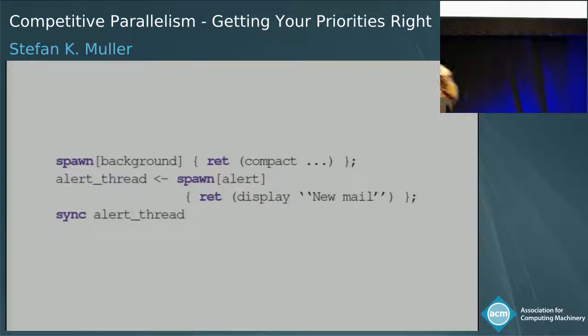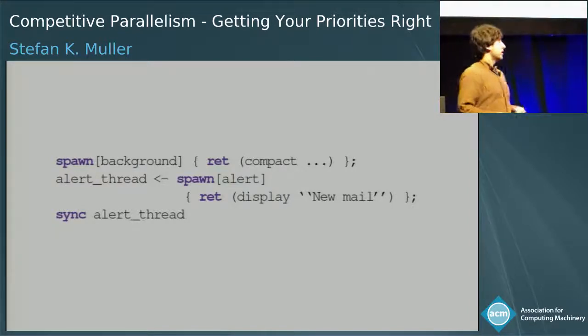So once we've declared priorities, we can spawn threads at those priorities. For example, we can spawn a thread at priority background to compact old emails. We can spawn a thread at priority alert to display some alert. Like I said, thread handles are first class, so spawn will return a handle to the running thread, which we can then use to synchronize with it, to wait for that thread to complete.